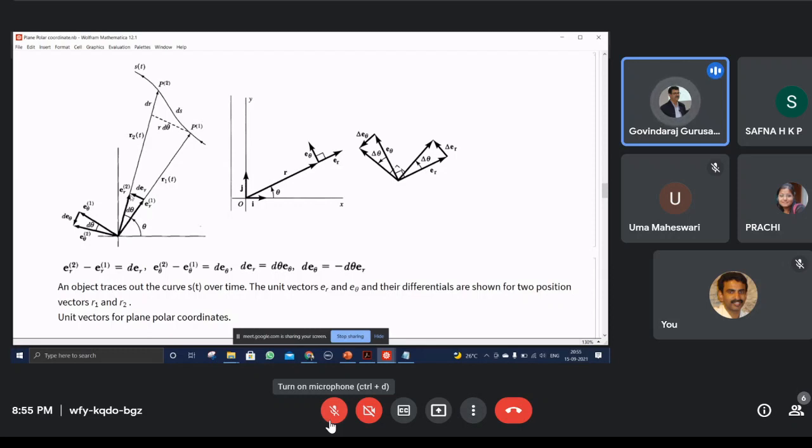What is the direction in which this is moving? It is in the direction of E theta. This is what your E theta direction is. I'm just going around. This is the direction in which it is moving. So therefore, this DER of this position vector can be written as d theta e theta.